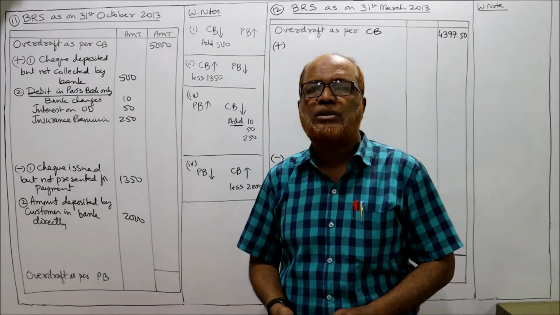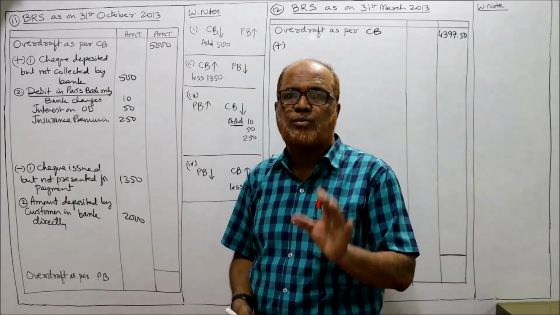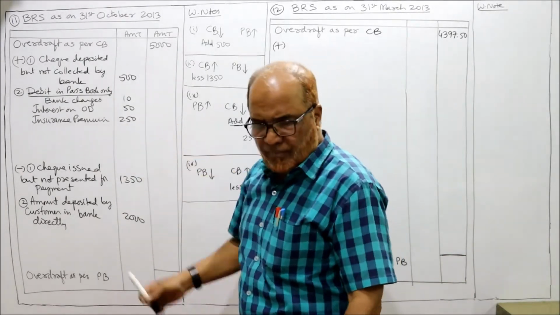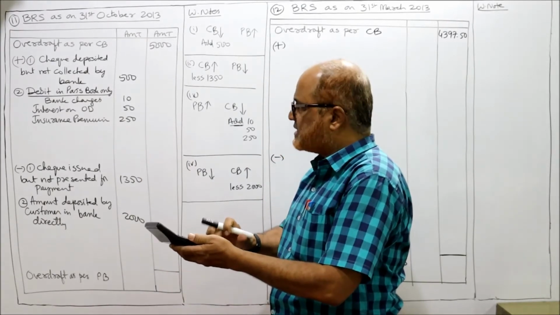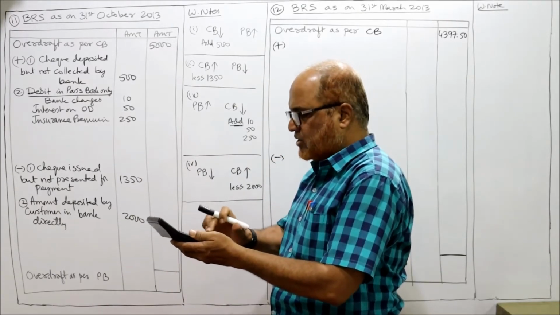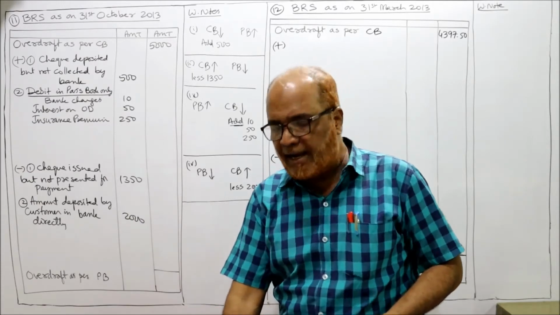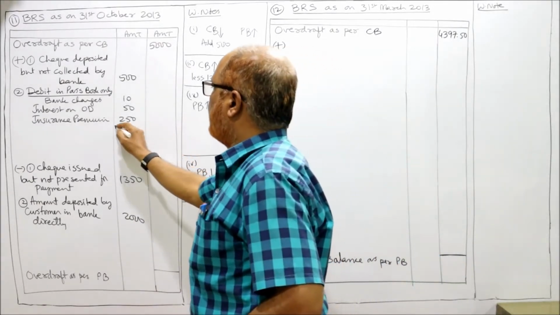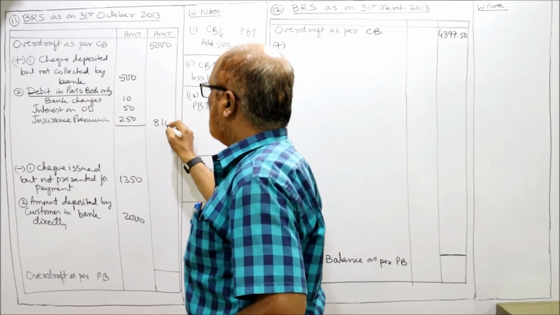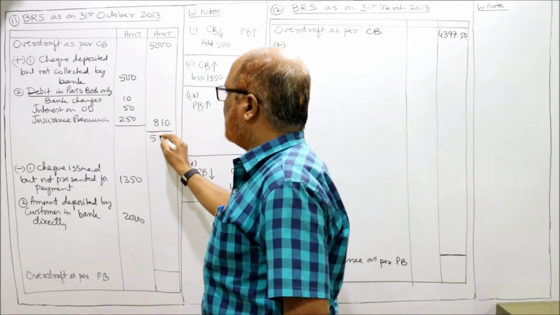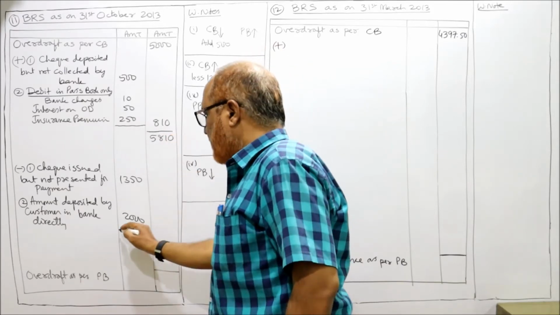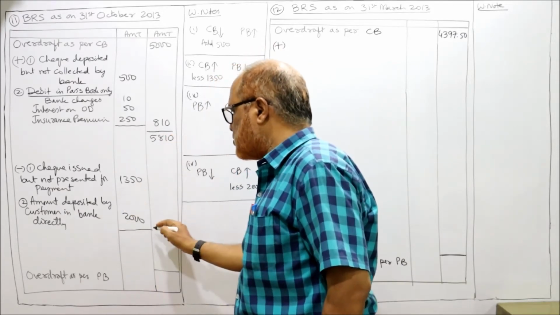Now we have to find out the balance as per passbook. So here we add up the addition items. Addition items are 500 plus 10 plus 50 plus 250. It comes to 810. So I'm taking in the outer column 810. 5000 plus 810, 5810. Now subtract items are 3350.